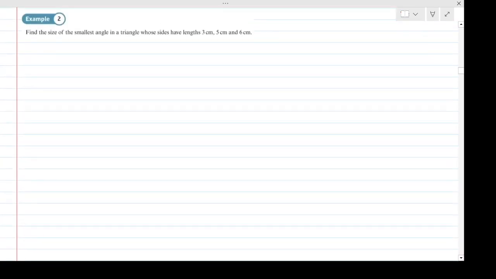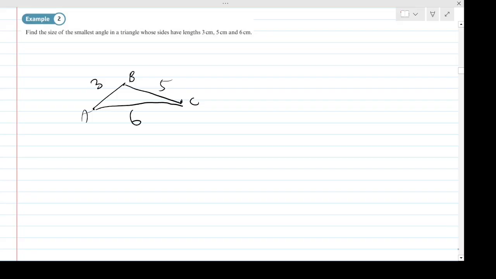Let's have a look at this example. Find the size of the smallest angle in a triangle whose sides are of length 3 centimeters, 5 centimeters, and 6. So again, let's draw a triangle. Firstly, let's say this is point A and point B. That's 3 centimeters. Then let's say B to C here is 5. Then A to C would be the other side, which is 6, okay?